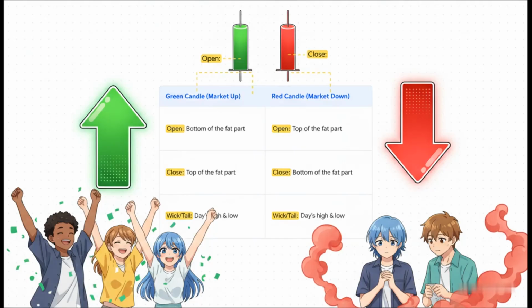Green just means the price ended the day higher than where it started. So it opened at the bottom of that fat part and closed at the top. Red is just the opposite. The price went down. It opened at the top and closed lower. And those little thin lines sticking out, the wicks, that's just the highest and lowest points the price hit during the day. That's all there is to it.